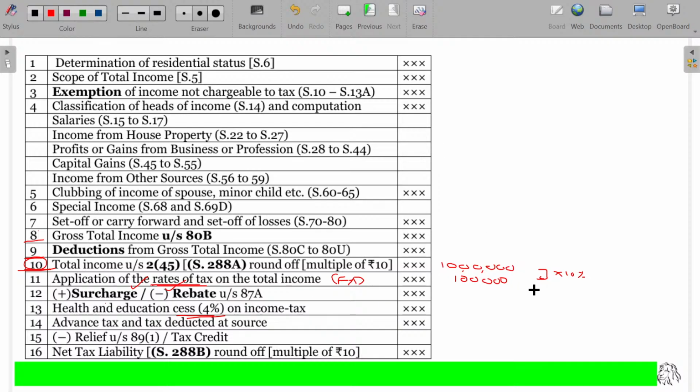Okay, if your tax is 1 lakh and your income is very high, 50 lakhs and above, you have to add another tax on that. Maybe around 5% or 10% you have to add. So if you add 10%, that is called surcharge.